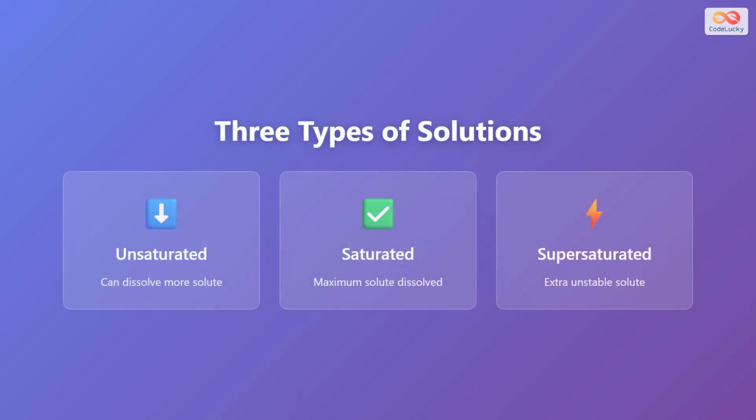Before we dive into supersaturated solutions, let's review the three types of solutions. First, we have unsaturated solutions, which can still dissolve more solute. Think of this like a glass of water that can still dissolve more sugar. Second, saturated solutions contain the maximum amount of solute that can normally be dissolved at a given temperature. This is the equilibrium point. Third, supersaturated solutions contain extra unstable solute beyond the normal maximum. This is the special type we're focusing on today.